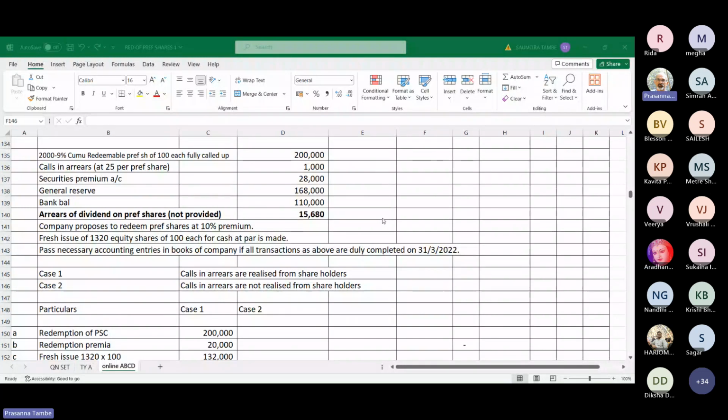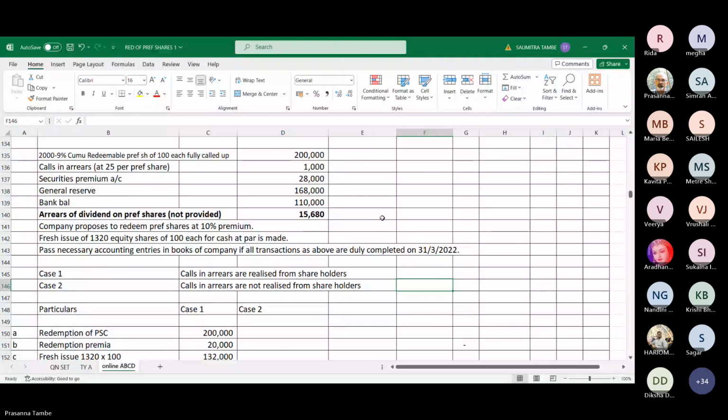I'll tell you how. How much is the amount of arrears? It's given in the question. 1,000. The outstanding amount per share is given in the bracket. How much is it? 25. So 1,000 divided by 25, how much does it come to? 40. So we have to cancel that many shares, 40 shares. Yes or no? Yes, sir. We have to cancel 40 shares. So we have 2,000 shares. Out of that we will cancel 40 shares. How many are left? 2,000 minus 40. How much does it come to?